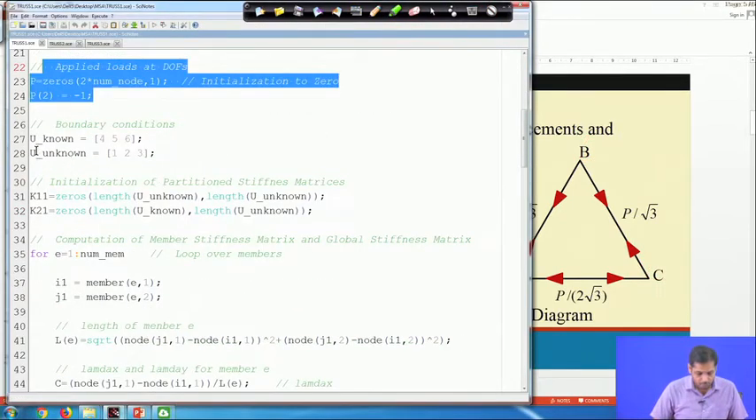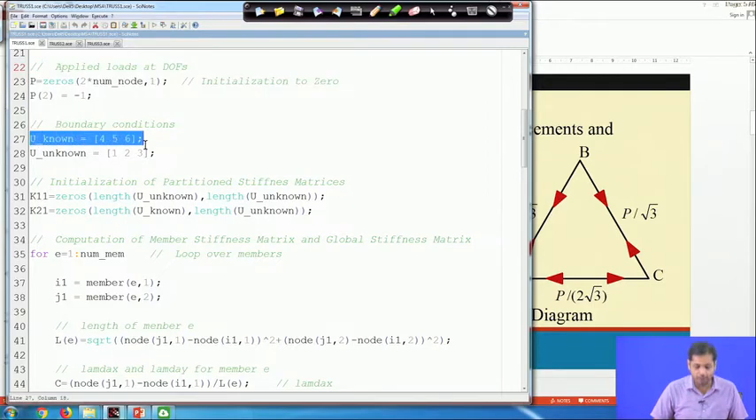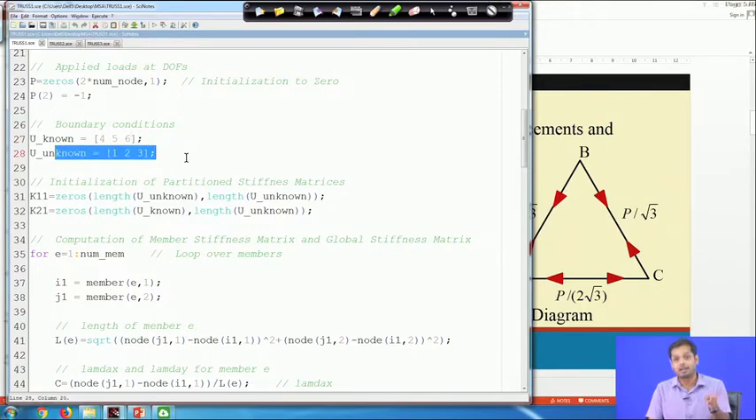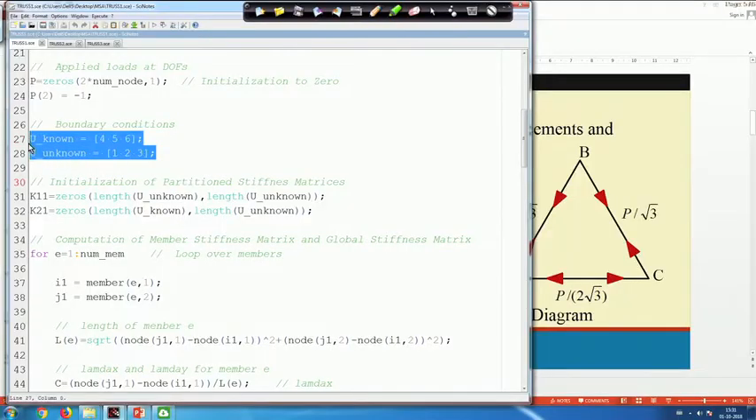Similarly, we can provide this value here. U known means where you have the constraint, meaning u is 0 there. So, in this case, u known is the 4th degree of freedom, 5th degree of freedom and 6th degree of freedom, and u unknown means the rest of the degrees of freedom where there was no constraint. Those are the displacements that we need to determine from the analysis. Now, this is 1, 2 and 3. Now, these are the boundary conditions.